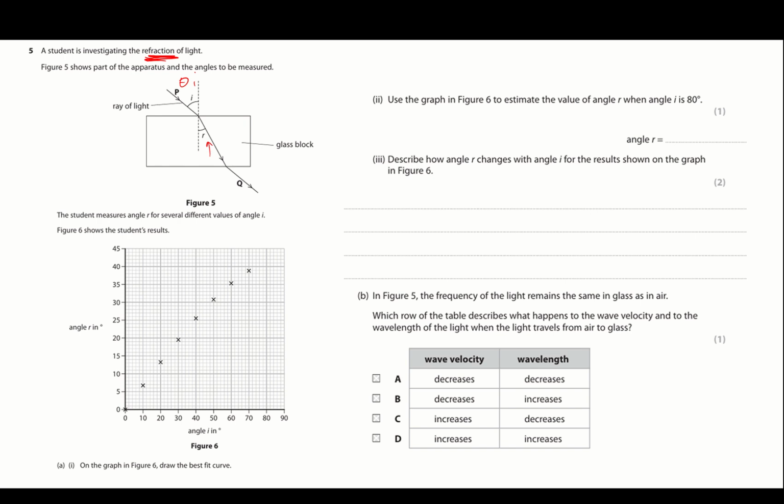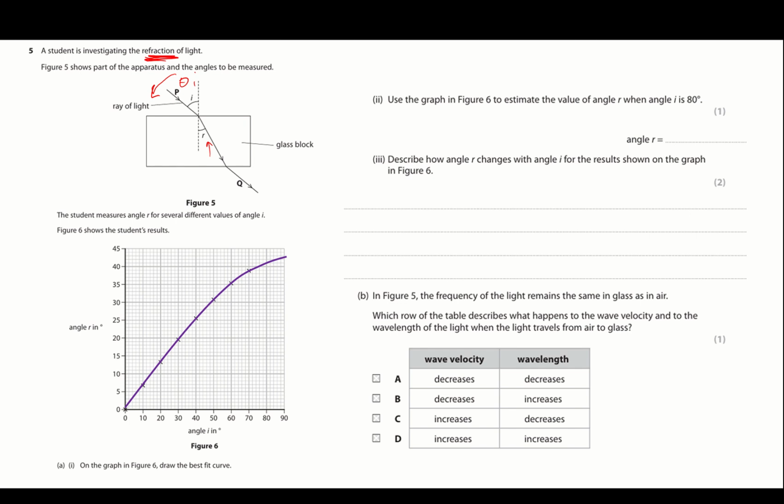And they measure the angle r for different angles of I. So they're going to change this angle, shine it in and measure r. And it says use the graph to estimate the value of angle r. So our first job is, let's draw a line of best fit. There we go, we can see it's a curve.